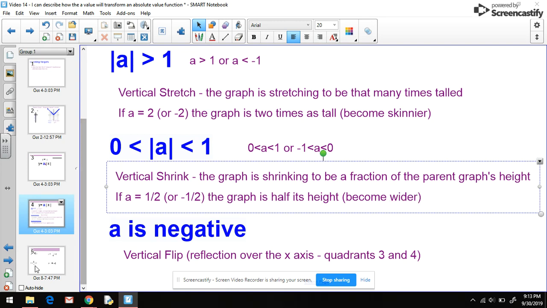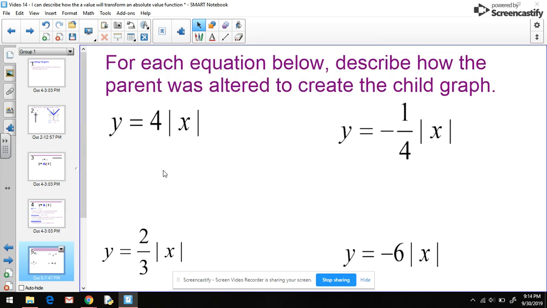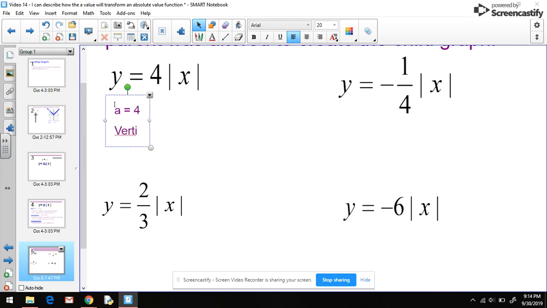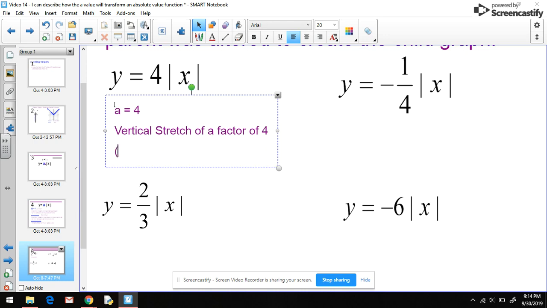So what we're going to do on this last slide is look at each of these 4 graphs and make a prediction about what's going to happen to them compared to the parent graph. So here we have y equals 4 times the absolute value of x. So here I know that a is equal to 4. Because a is equal to 4, I know I have a vertical stretch, because it's bigger than 1, by a factor of 4. Essentially, it's going to become skinnier and taller.